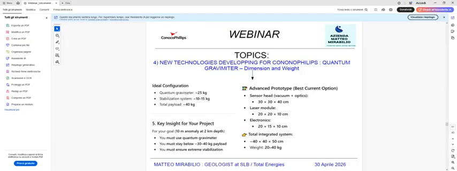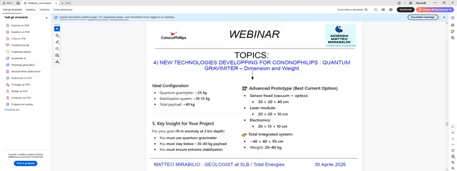New technologies: quantum gravimeter dimension and weight, which is effectively the dimension of quantum gravimeters. We are collaborating with universities, also a local university. So the ideal configuration of the quantum gravimeter has a weight of 25 kilos. The stabilization system is around 10 kilos. We have a total payload of 14 kilos. 14 kilos today with actual technologies of drone or UAV is very transportable on a small copter or like this.